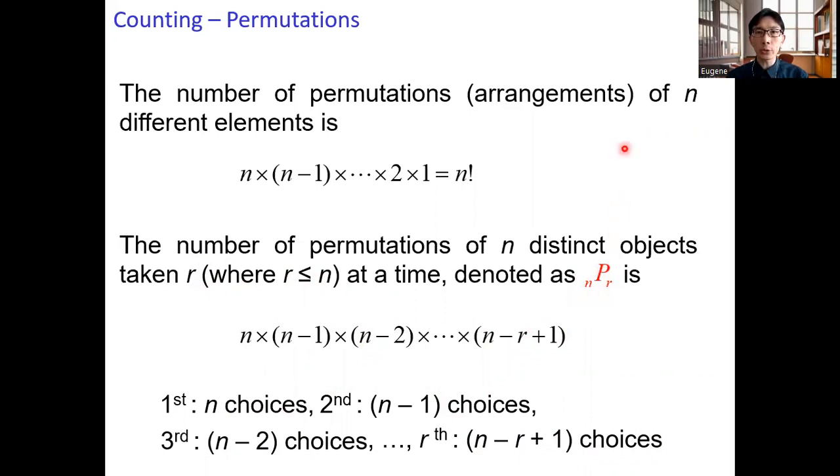So let's get back to the top of the slide, the number of permutations of n different elements. It is the same as picking n objects out of the n objects. So we have the notation nPn, and this is equal to n factorial. Can we use the factorial notation to express nPr?